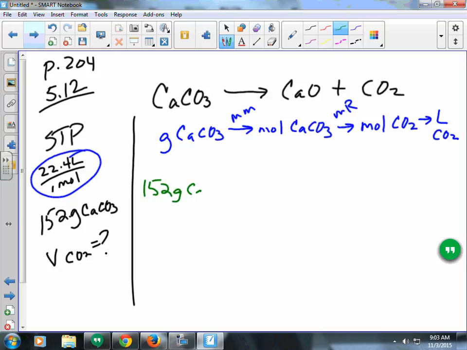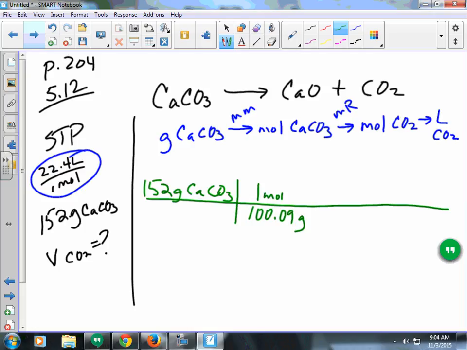We got 152 grams of calcium carbonate. These smart boards are way too narrow. That's why I don't want to use it. Okay, 152 grams. We need the molar mass of calcium carbonate. So we punched in off the periodic table, 1 calcium, 1 carbon, 3 oxygens. It tells you in the sample columns what? 100.1 grams per 1 mole. All right, that's calcium carbonate.